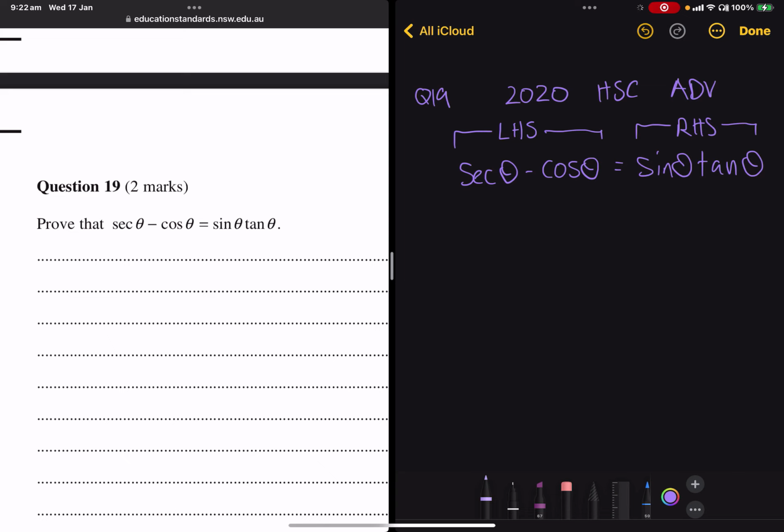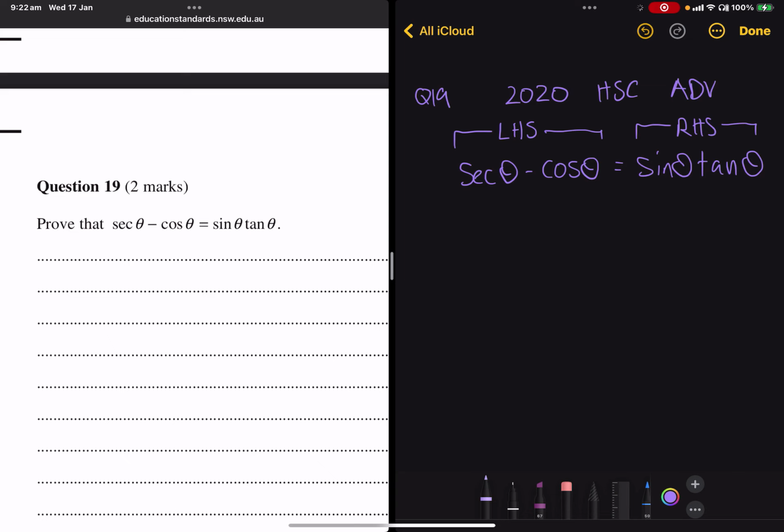That's what the markers want. That's what the marker notes tend to want. This is the main way that this tends to be done within the HSC Advanced Maths course. It's usually better to work on the quote-unquote more complicated side. So if there's one side that has multiple different terms in it or more stuff in it, it's usually going to be easier to reduce that down to the simpler side than it is to start with the simpler side.